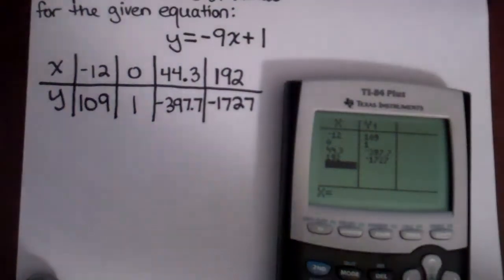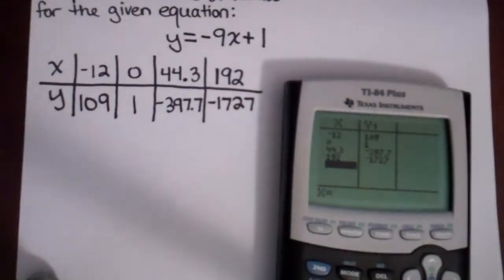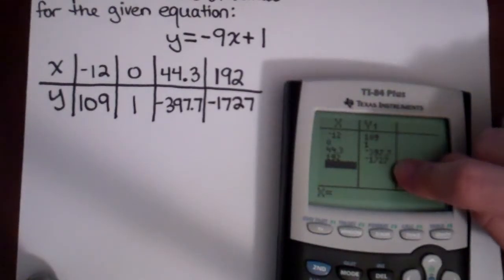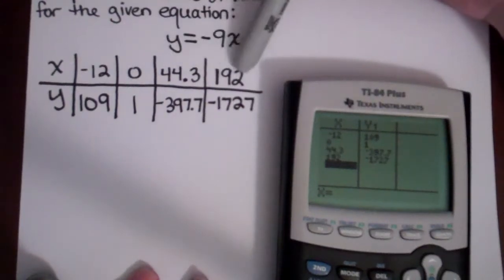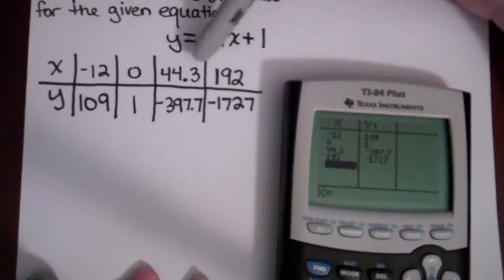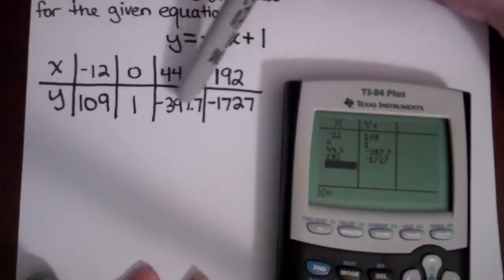-1,727. So even with really weird values like that, you can use the table on your calculator to generate whatever you need without actually having to plug these values into this equation one after another and get these values by hand.